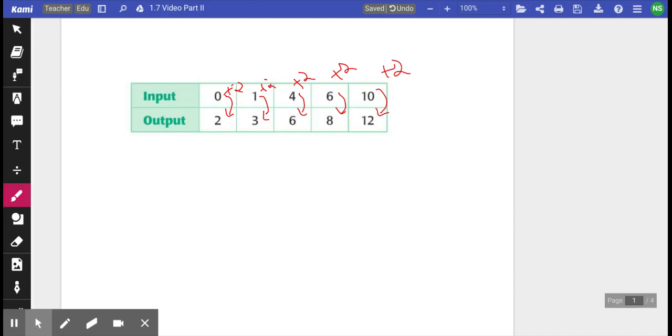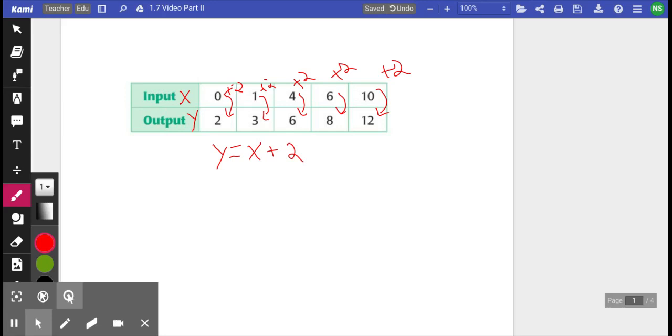So to write this as a function, we need to use some variables, and we're going to use x and y. So the input value is x, the output value is y. If I'm writing this as a rule, I can say the output, or the y value, is going to be equal to the input, or the x value, plus 2. And that's really all there is to that.